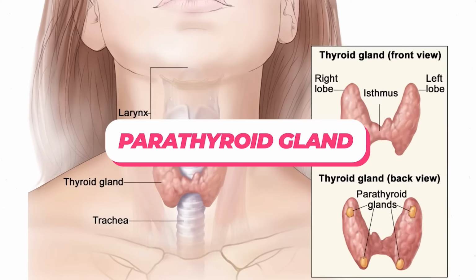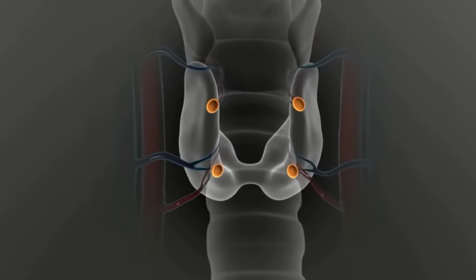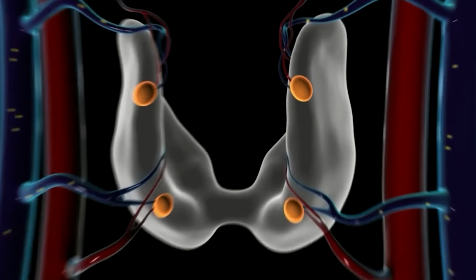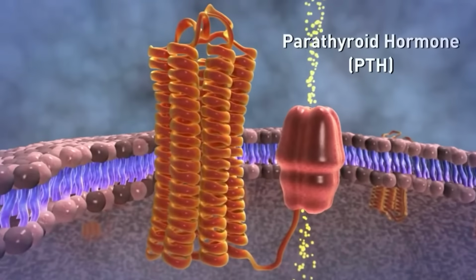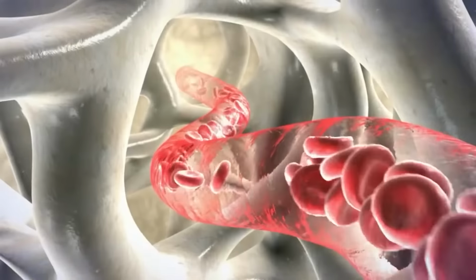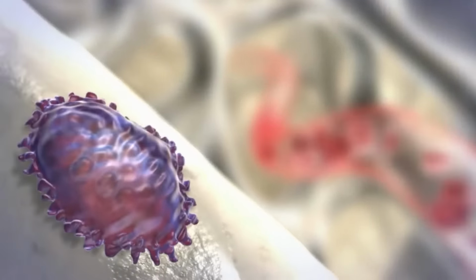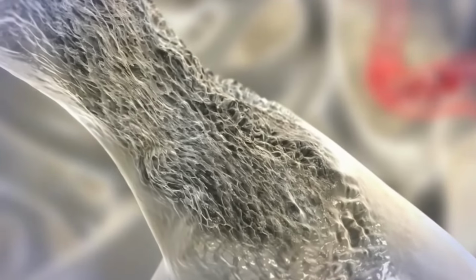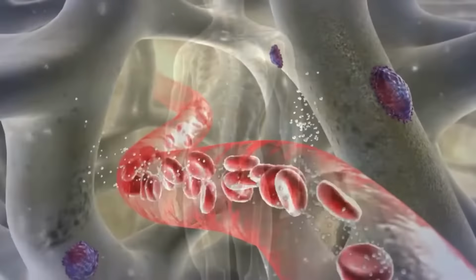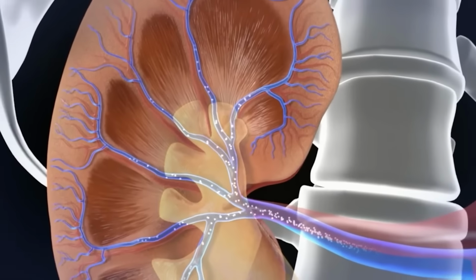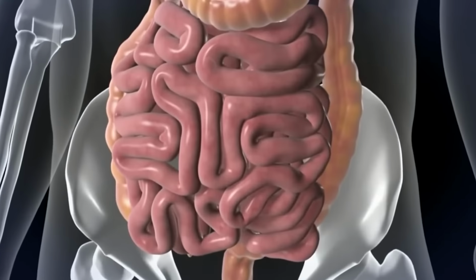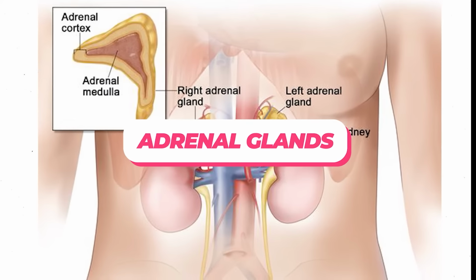Parathyroid gland. The parathyroid gland is located near the thyroid gland and produces a parathyroid hormone, which helps to regulate calcium levels in the blood. PTH works in opposition to calcitonin, stimulating the release of calcium from bone tissue and the absorption of calcium in the kidneys and intestines.